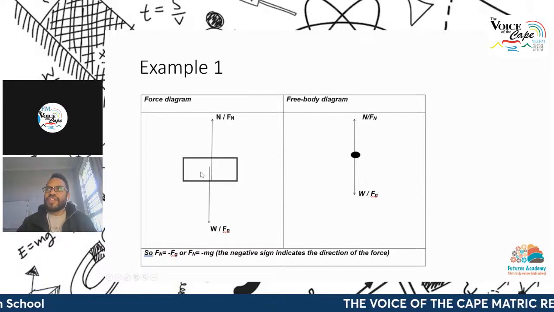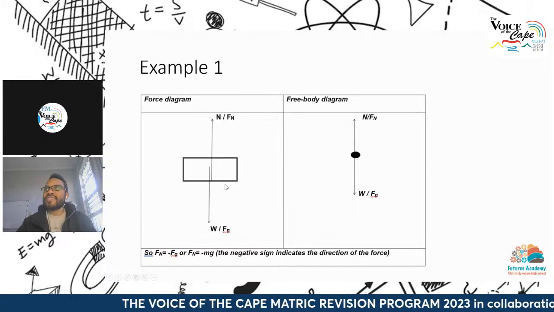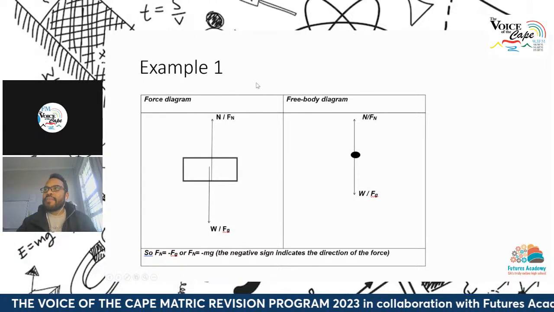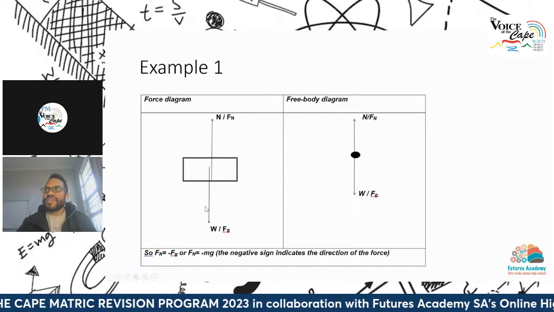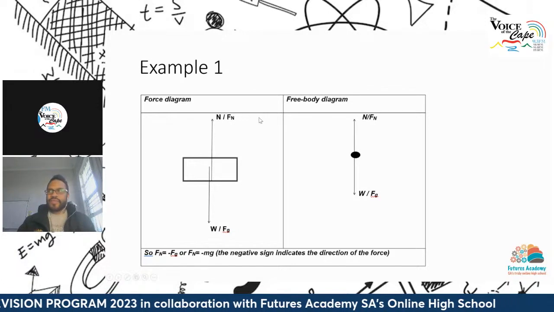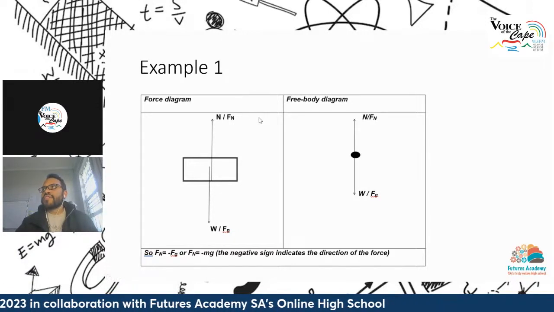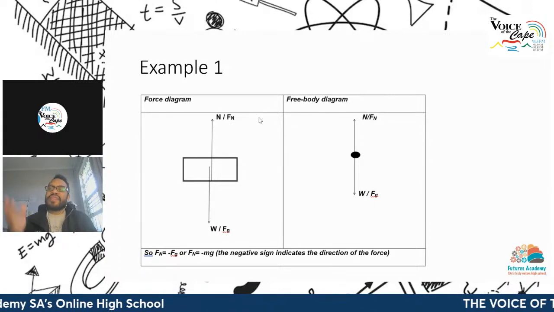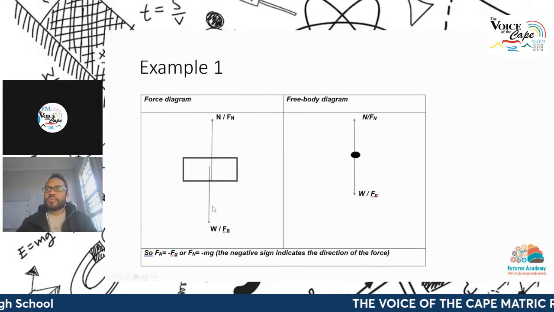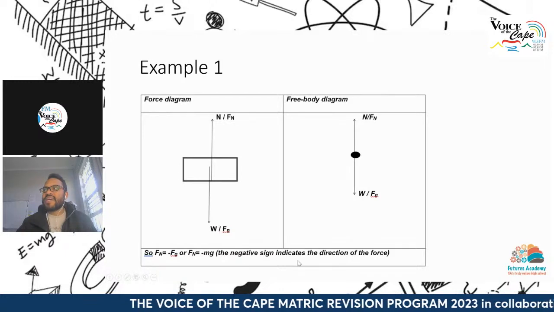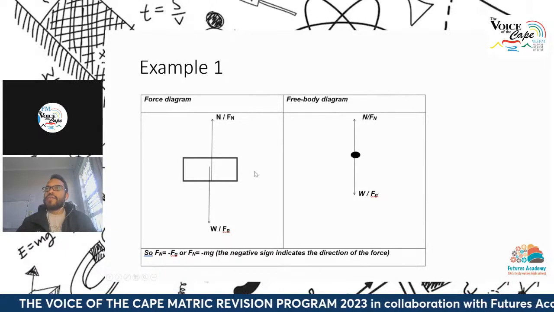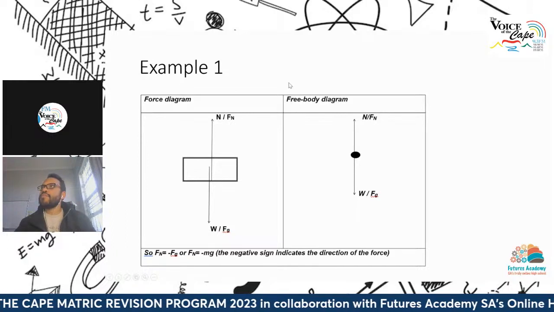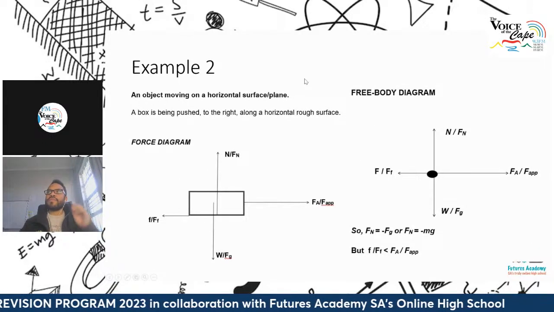And since nothing is moving in the system, I could sum up the forces here equal to 0. If this is at rest, I could say Fn plus negative Fg, because Fg is downward, is equal to 0, right? Or rather, sorry, Fn plus Fg is equal to 0. And then I would take it over and I'd say Fn is equal to minus Fg. And that's how I would get this. Right, so remember the negative sign indicates the direction of the force. Okay, let's move forward. Let's look at example 2.